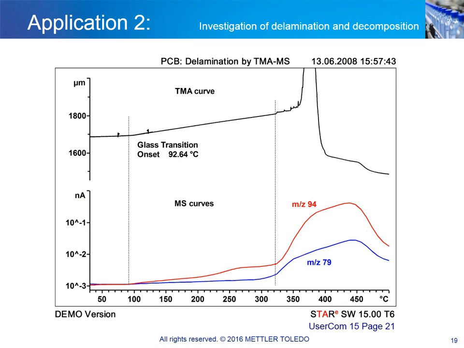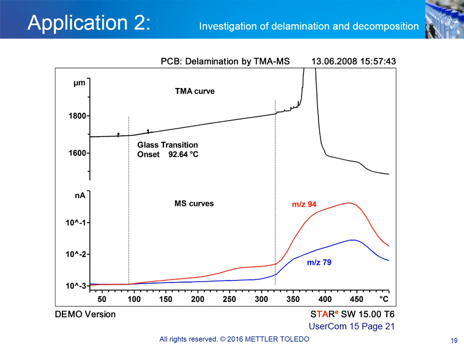The PCB sample exhibits a change of the coefficient of thermal expansion at 92 degrees Celsius, which can be interpreted as the glass transition of the matrix material. The appearance of noise on the curve at about 320 degrees Celsius indicates that the sample begins to delaminate at this temperature, with the complete decomposition of the PCB starting at around 360 degrees Celsius.